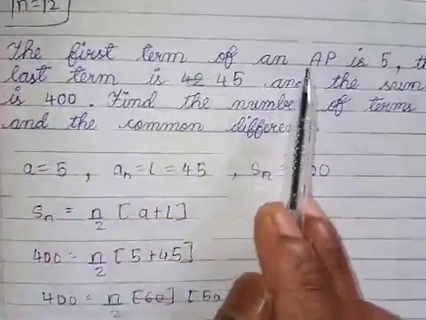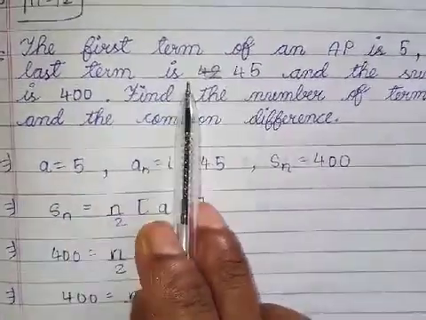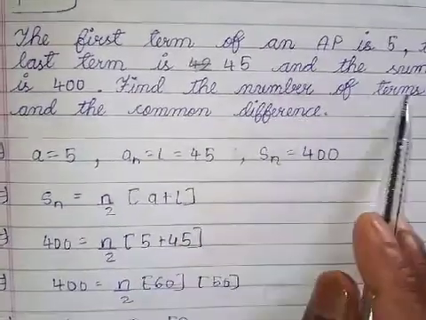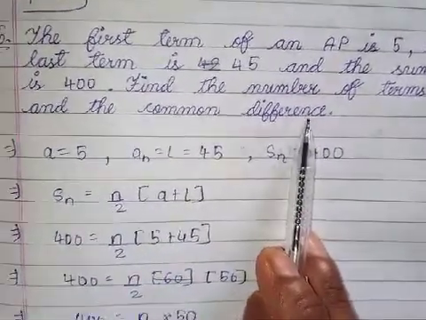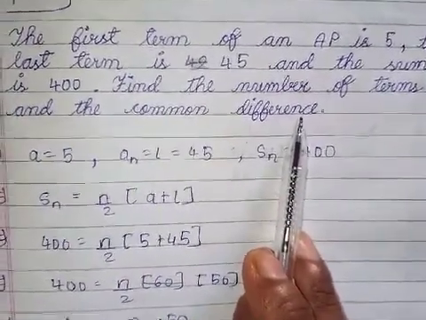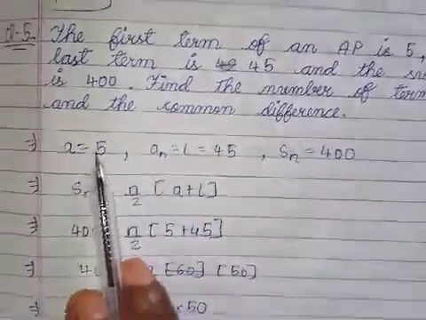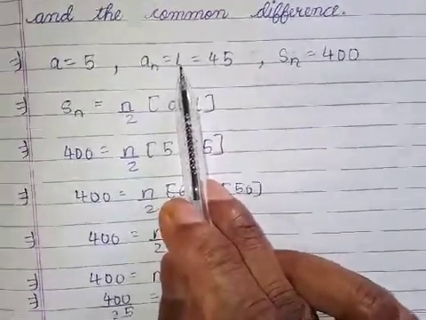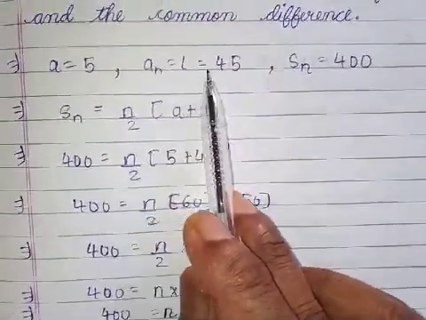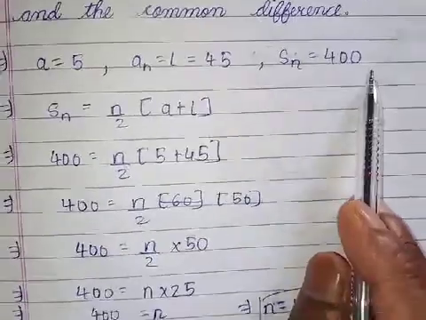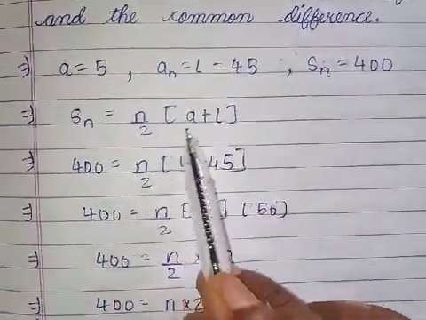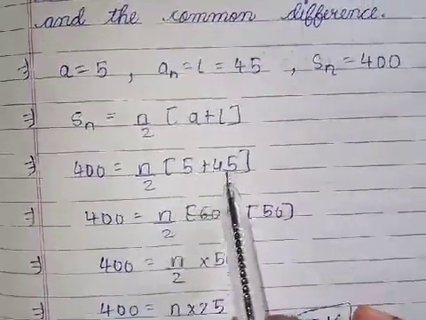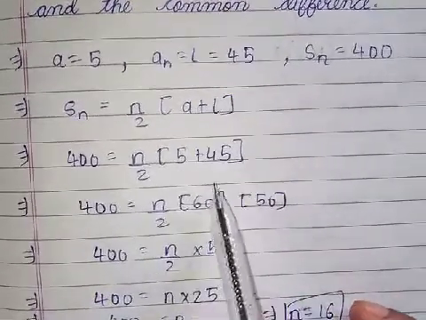The first term of an AP is 5, the last term is 45, and the sum of the terms is 400. Find the number of terms and the common difference. Here only one more thing is included: d you have to find. First you find n. a is 5, the last term an, also called l, is 45, Sn is equal to 400. So Sn is equal to n by 2 into (a plus l). If you substitute the values, you will get 5 plus 45. 5 plus 45 is what? 50.